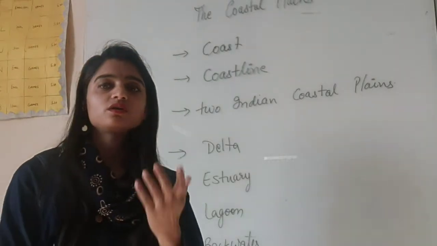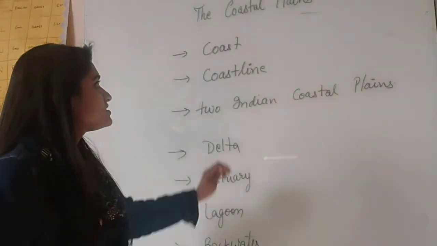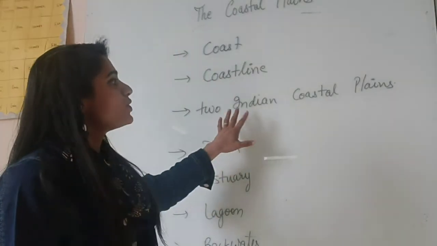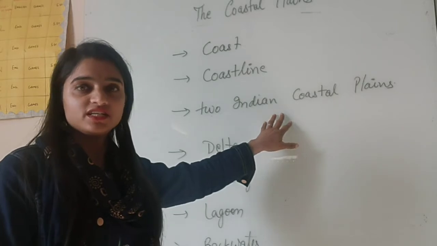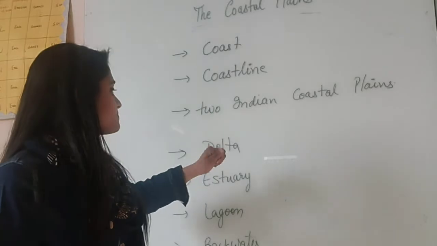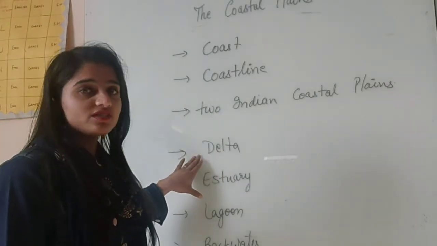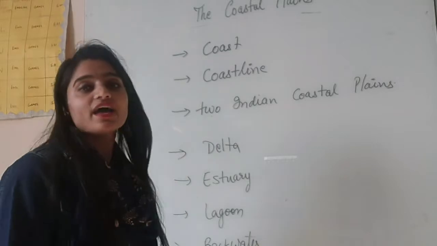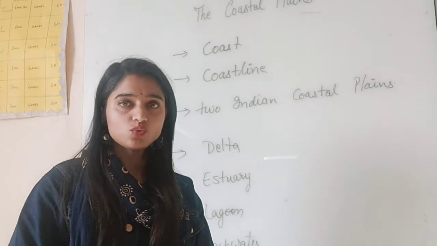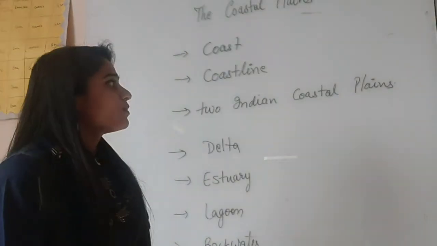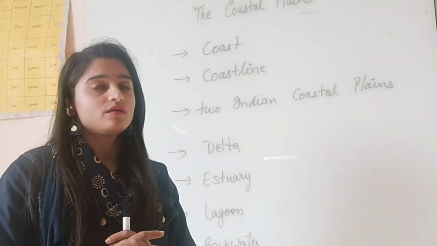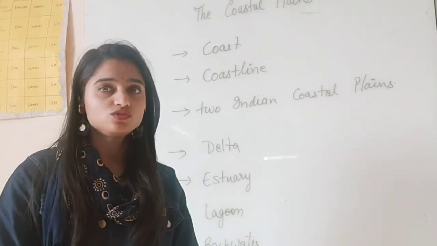So let's have a look at what we discussed today. We discussed the term coast. What is coast? Then coastline, the two Indian coastal plains and the name of the states that lie on these coastal plains, plus the location of these coastal plains. Delta, what is a delta? Estuary, lagoon and backwater. These are the very important terms that you must know. This was all about the day, and what you have to do is learn these terms. I hope these terms are clear to you all.